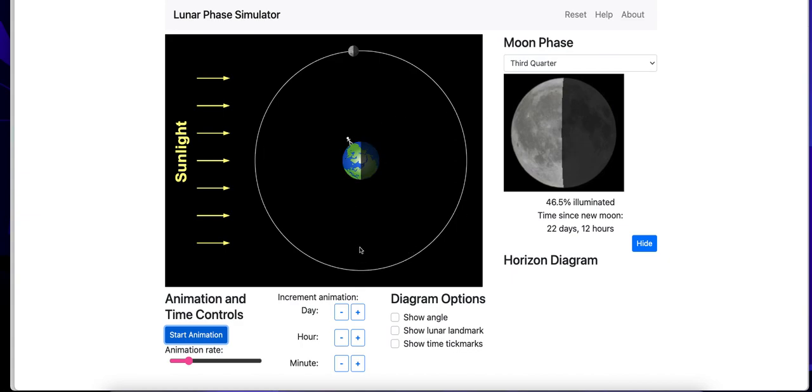Where the moon is again lined up, I'm sorry, not horizontally, vertically with the earth. And so the half of the moon that we can see is lit up by the sun from this angle where we are, and the other half is not. So we see a third quarter of the moon.